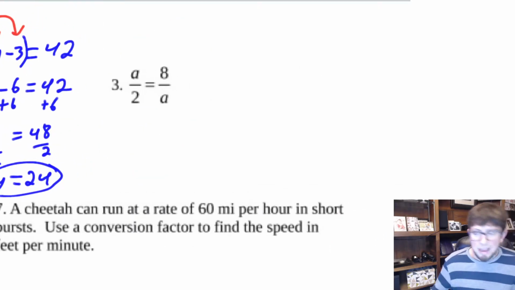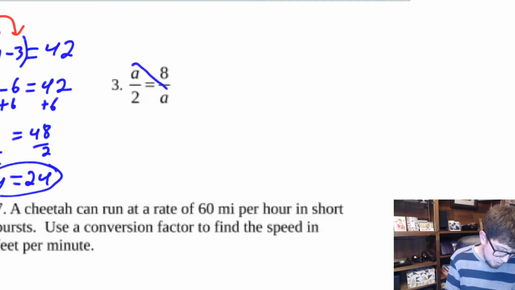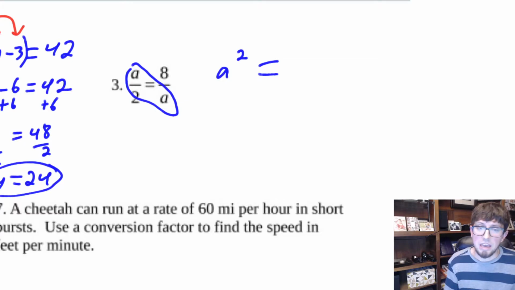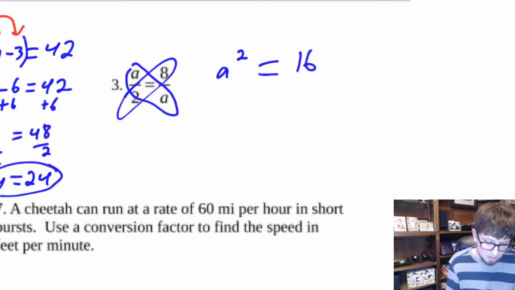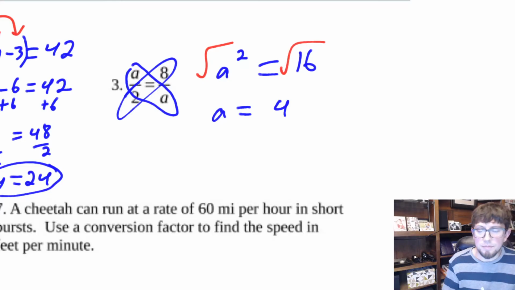What about when we have two variables? Can we still cross multiply? It turns out we can. This gives me a squared, because a times a is a squared. And 2 times 8 is 16. To get a by itself here, we have to take the square root of both sides. And this tells me that a is equal to 4.